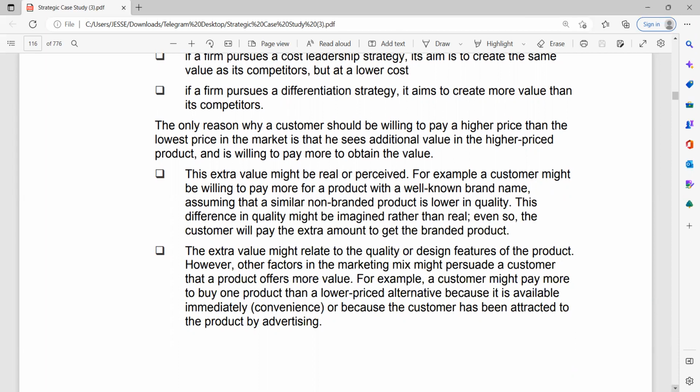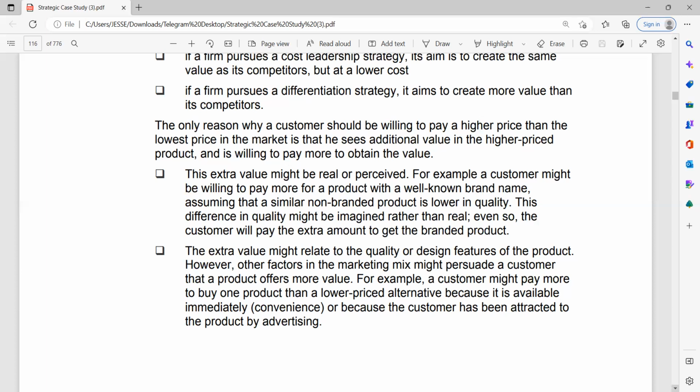Not all value is real. Some kind of value could be perceived. So for example, a customer might be willing to pay more for a product with a well-known brand name, right? And things like brand name do not necessarily imply good quality. Things can have a good brand name, but it does not mean it's of good quality, or that you cannot get an alternate product of the same quality, right?